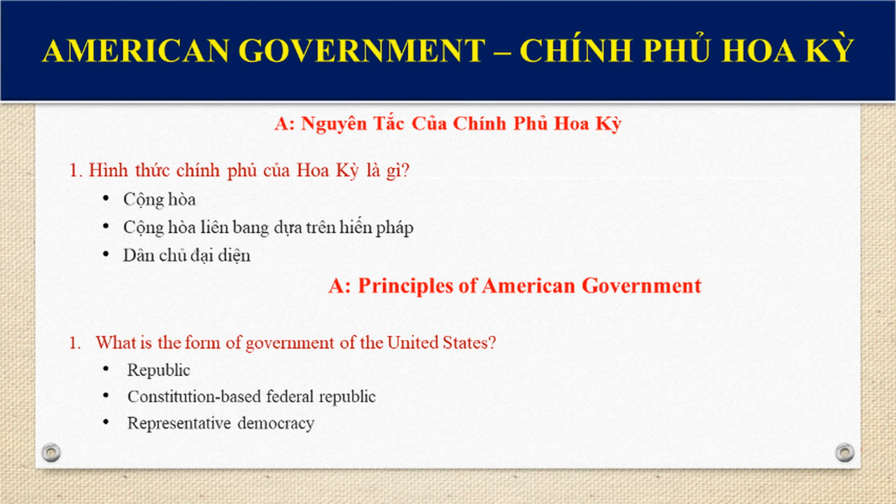American government. A. Principles of American government. 1. What is the form of government of the United States? Republic. Constitution-based federal republic. Representative democracy.